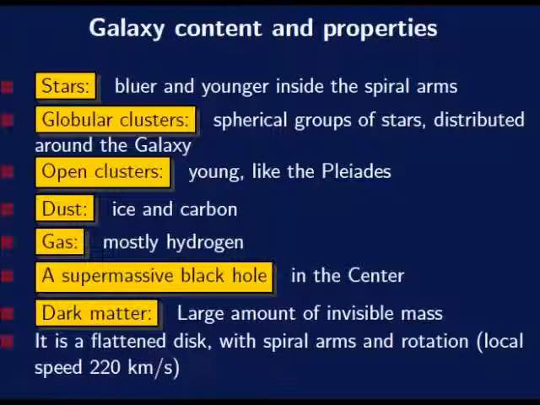the spiral arms, while a lot of globular clusters, which are smaller groups of stars, surround all the galaxy. Other open clusters, like the Pleiades, are put here and there, and they are nice and blue. Then there is dust and gas and a giant supermassive black hole in the center.